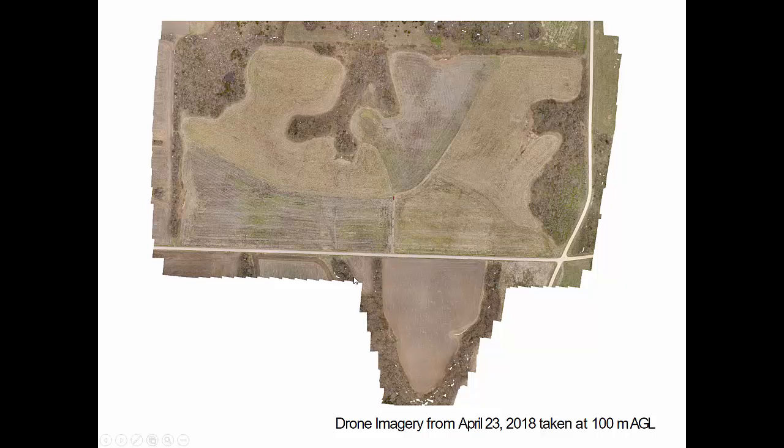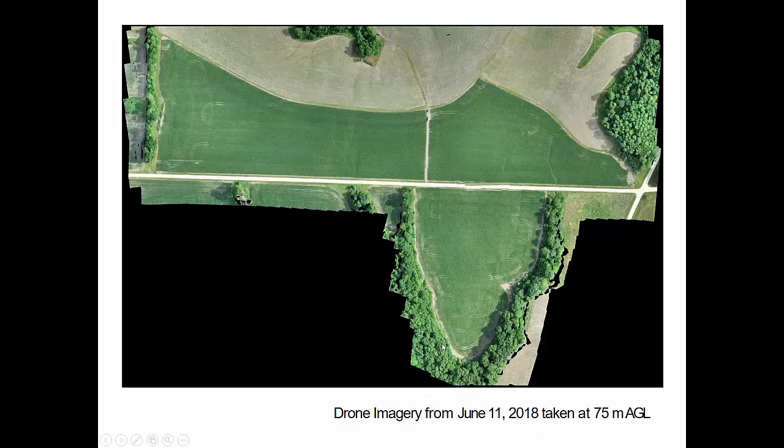So we were interested in seeing, using the same process as we just mentioned before, a little bit in a different way: is there a difference in nitrogen management or nitrogen need in those fields? So here are the 3 corn fields taken on June 11th. The corn's about shoulder high, and the drone was flying at 75 meters above ground level.